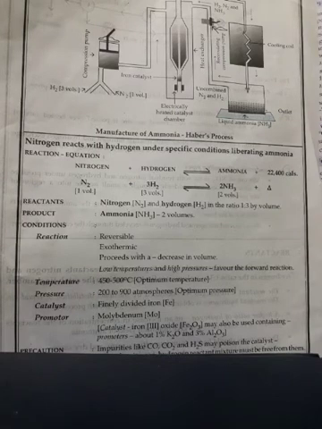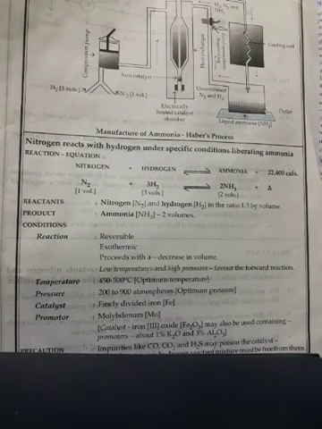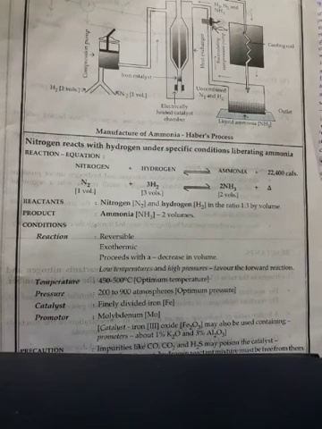So these two conditions are most important. Then catalyst. I think you all know what a catalyst is. It will alter the rate of reaction without participating in the reaction itself. So here also the speed of the reaction can be improved by using finely divided iron.